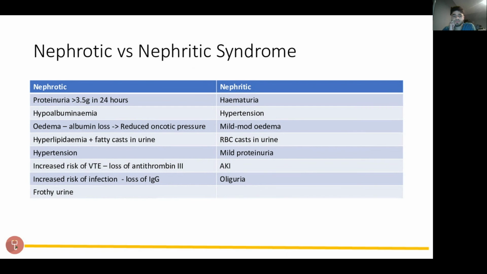Nephritic syndrome, you use less frequently, less important to know, but generally you get your hypertension, your hematuria, an AKI or oliguria, red blood cell casts in the urine as well, some mild features of nephrotic syndrome. But the main thing here is hypertension, hematuria, AKI.